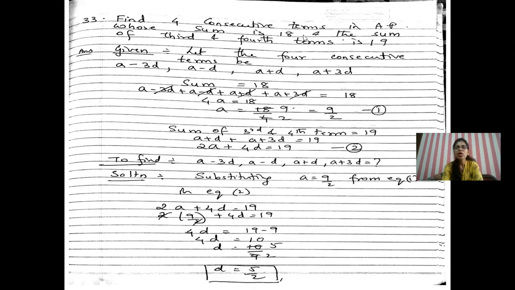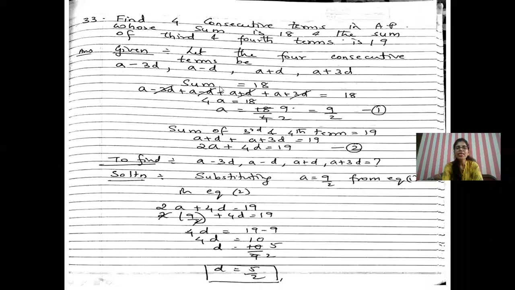After that, what we do is, as the sum is given, the sum is equal to 18. We are adding all the numbers, which is equal to 18. We get the value of a as 9 upon 2. We write that as equation 1. Then it is given to us that the sum of the third and the fourth term is 19. So by substituting the third and the fourth term, sum means addition, you get this particular equation, 2a plus 4d is equal to 19.